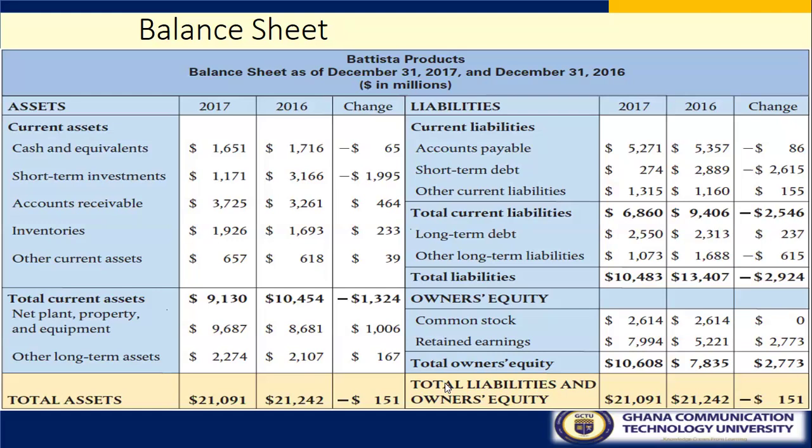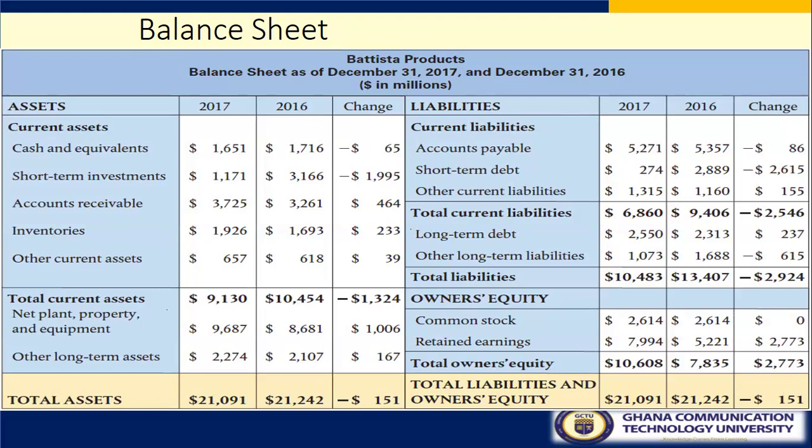$21,091. Okay. Now let's come to the liability side, or the right side of the balance sheet. We have the current liabilities: account payable, short-term debt, other current liabilities. When you add all of them, you get the total current liabilities. Then come to the long-term debt, other long-term liabilities. So when you add your current liability and non-current liability, you get total liabilities, and that is $10,483.